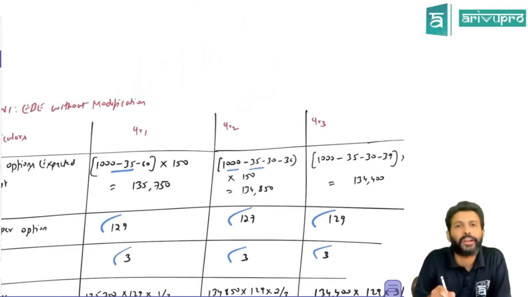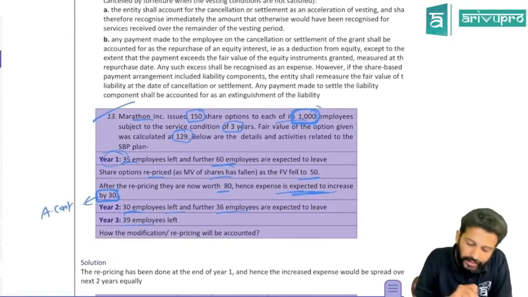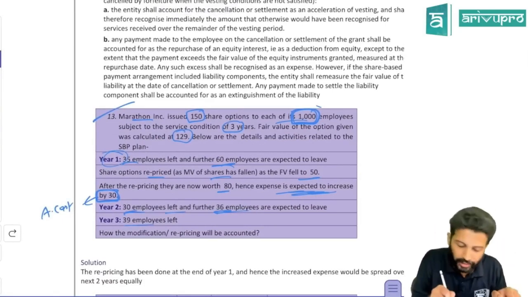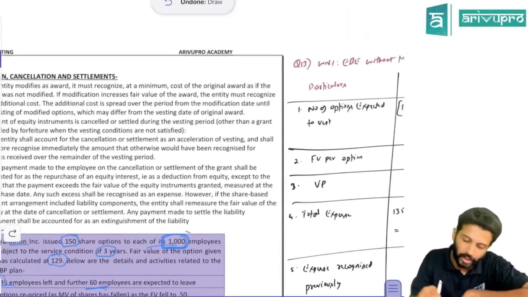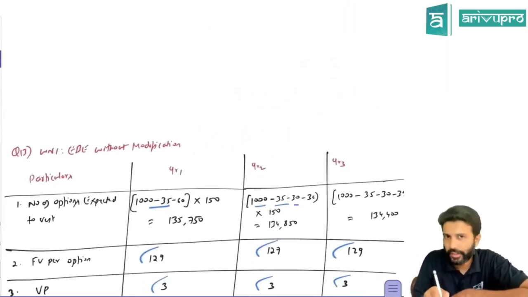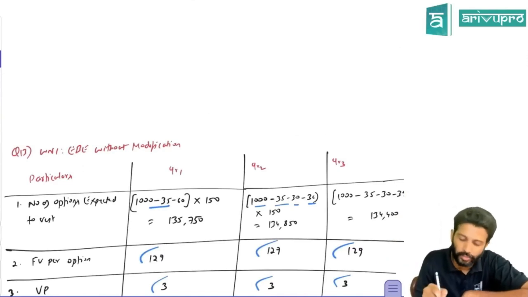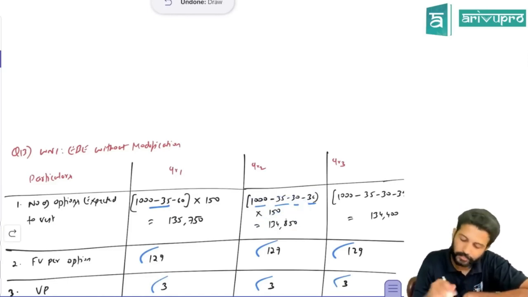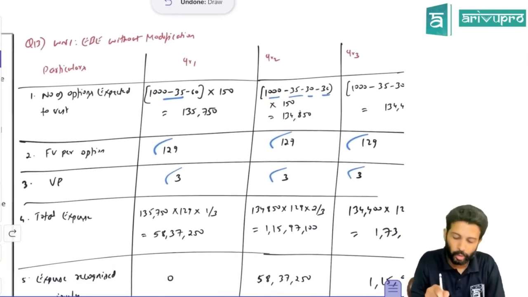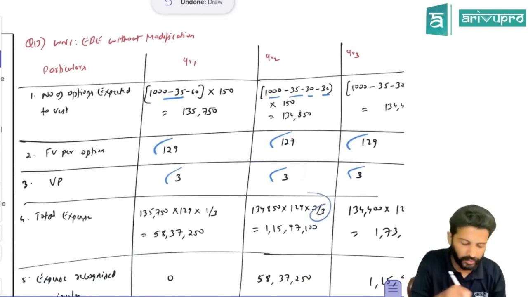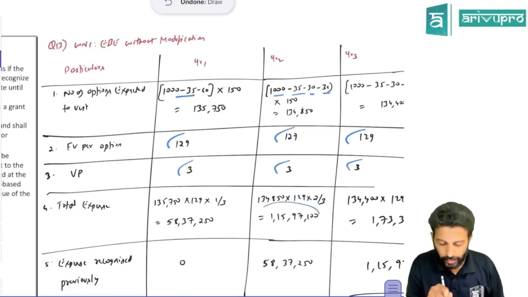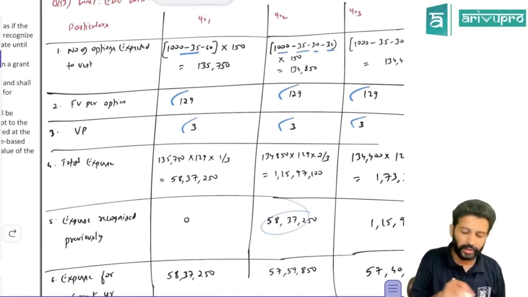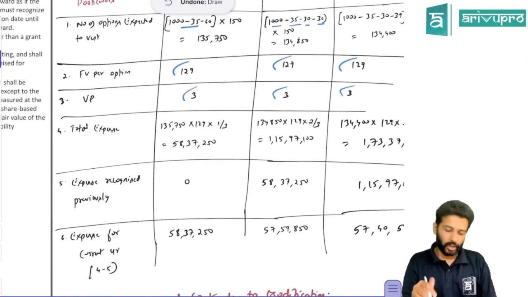Okay, now we come to the second year. Totally 1,000 employees. In the first year, 35 already left. In the second year, check how many left. 30 again left, and 36 further are expected to leave. So at the end of the second year, 30 more employees have left, and we are expecting that 36 more will leave in the third year. So 35 left in the first year, 30 left in the second year, 36 more are expected to leave in the third year. If you do this, you get the number of employees, and each employee can buy 150 shares. So this is the number of options expected to vest. The value on one share is 129. You have to book this over 3 years. We are in the second year, so 2/3 of the expenditure needs to be booked. So by the end of the second year, totally 1,15,97,100 should have been booked. Have you already recognized any expense previously? Yes, in that 58 lakh you already booked. So an additional 57,59,000 something you need to book in the second year.